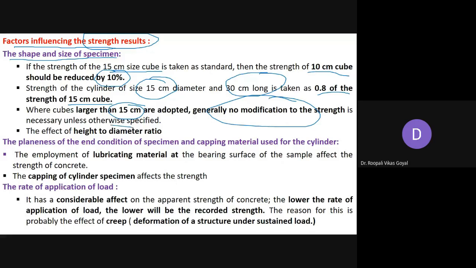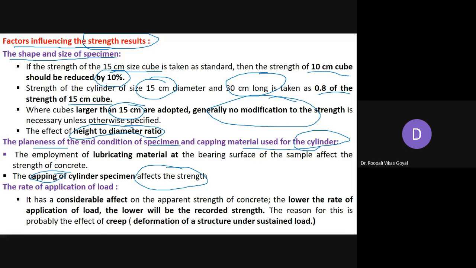And there is a height to diameter ratio that we have already discussed, how it is affecting the strength result. That is due to the restraining effect of the steel platens. The plainness of the end condition of the specimen and the capping material used for the cylinder. So this is very important. As you know, in a cylindrical specimen we have to apply the capping. So whenever such cappings are applied, that will also affect the strength result.